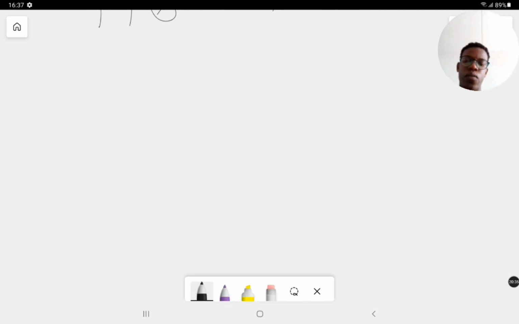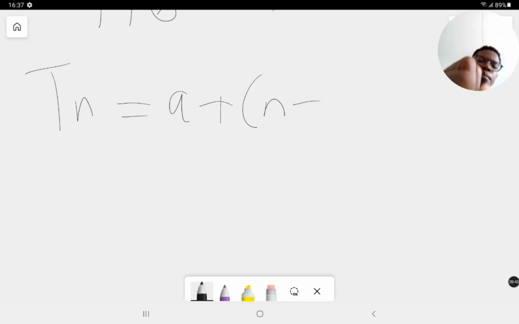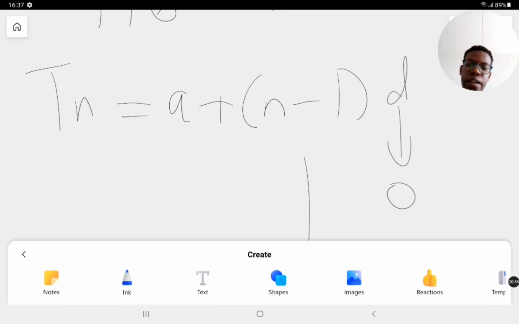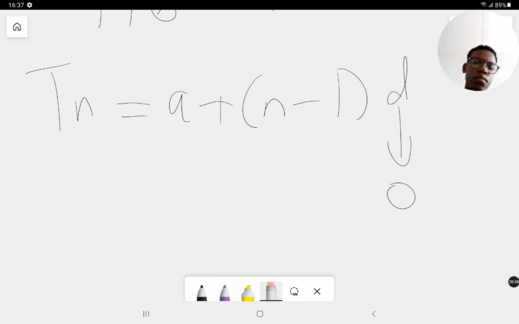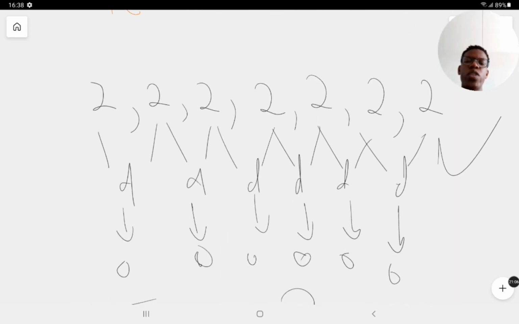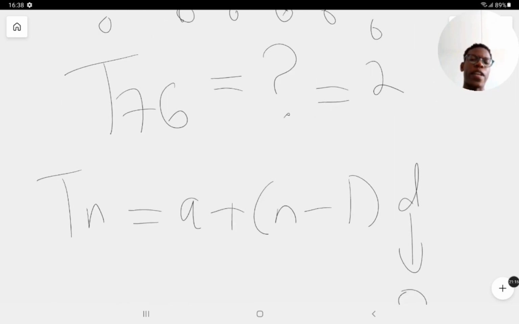Remember the formula says Tn is equal to a plus open bracket n minus 1 times d, right? We know that for the sequence that we are looking at, our d is 0. How do we know that our d is 0? Well, when we take any two successive terms, any two terms that follow one another, and we subtract them from each other, we get 0. Therefore, d is 0.